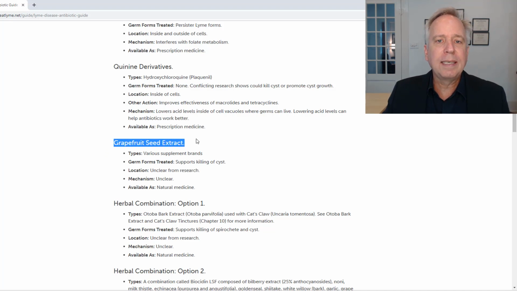Then we get into some of the herbal options. Grapefruit seed extract is an herb. I didn't say grape seed extract, I say grapefruit seed extract. Can be used based on some petri dish experiments to treat the cyst form of the Lyme germ.